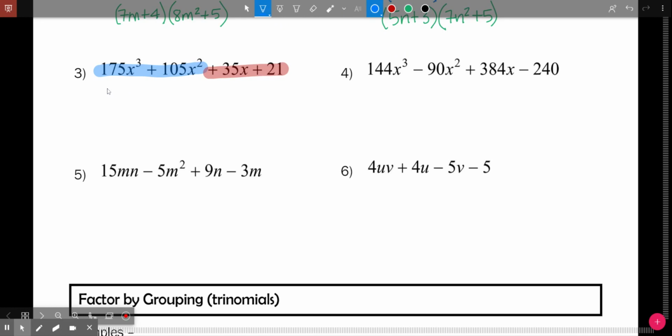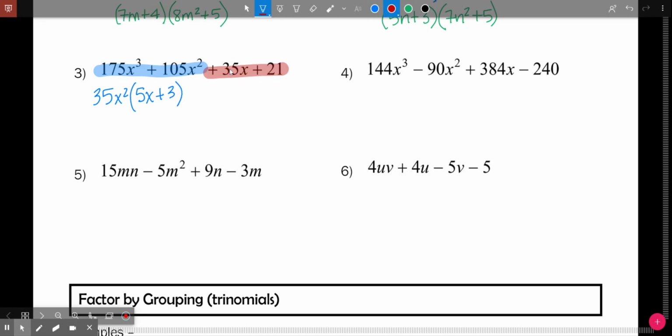When I group my first two terms together, between 175 and 105, they have a 35 in common, and between x cubed and x squared, they have an x squared in common. 175 divided by 35 is 5, and x cubed divided by x squared is x. 105 divided by 35 is 3, and x squared divided by x squared is 1.